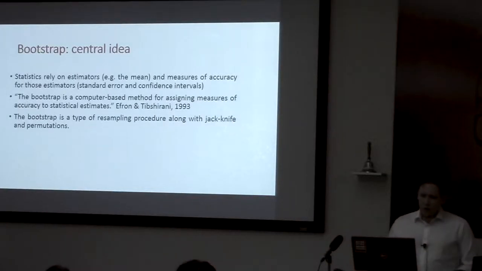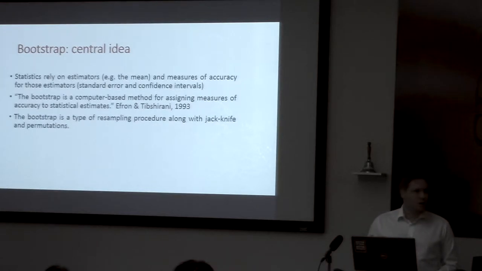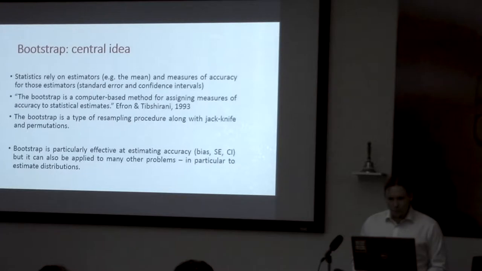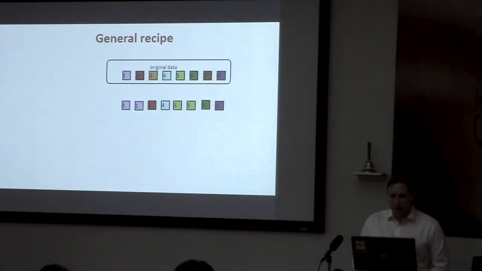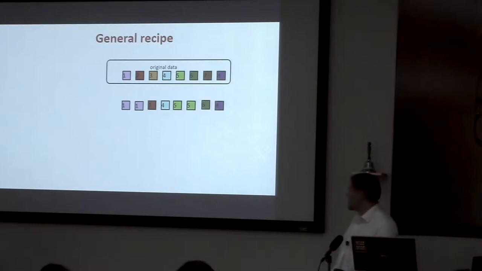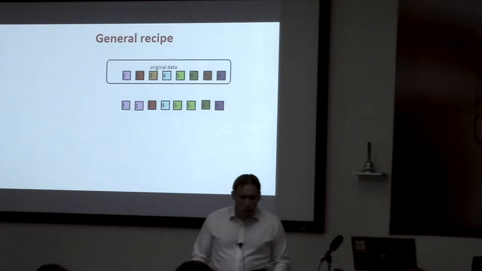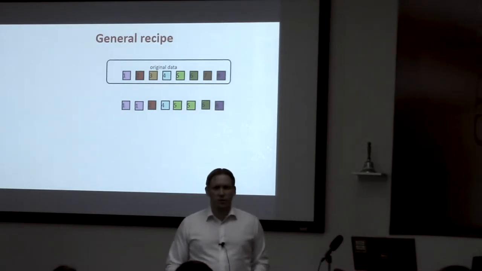And so it's a type of resampling procedure, same as jackknife, same as permutation. Basically, we use a computer, we mash up the data, and we get some estimates out. It's really useful to estimate bias, standard error, confidence interval, but you can also use it to estimate distribution. And so what's the way to do that? That's the little recipe, which is basically the percentile Bootstrap. It's the first type of Bootstrap that people look at. There are other ways to do it.